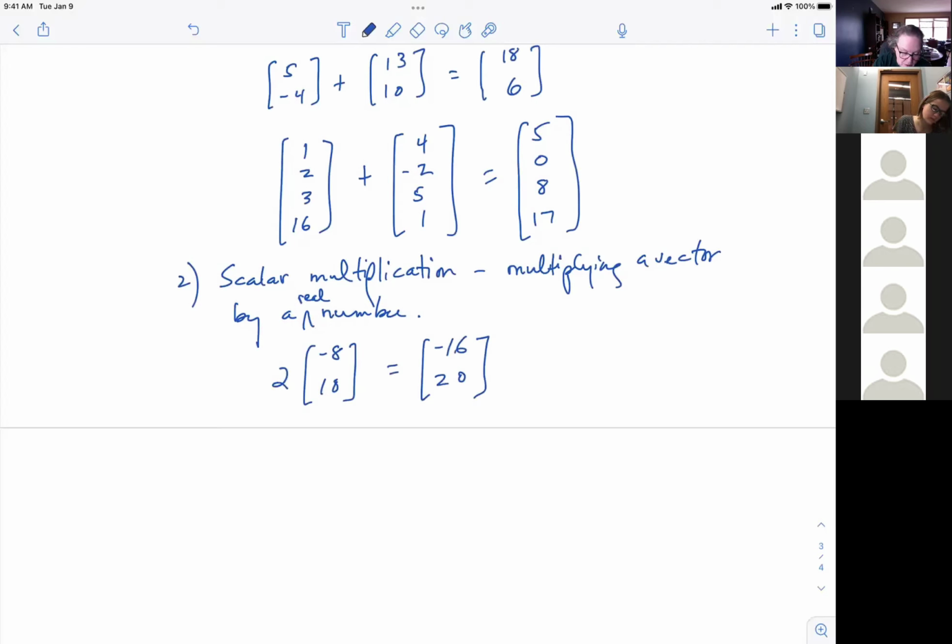So we call this our scalar. I'll use that term scalar fairly frequently. It's just the math way of saying a number, just a single number as opposed to a vector.